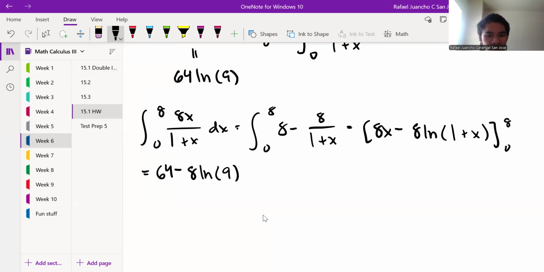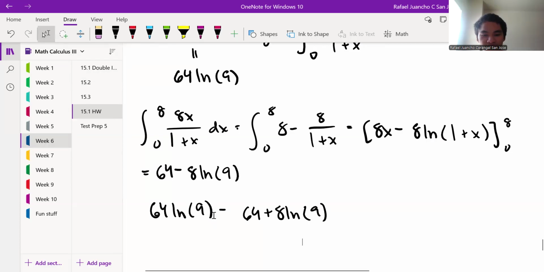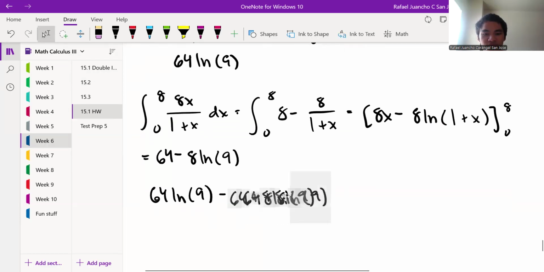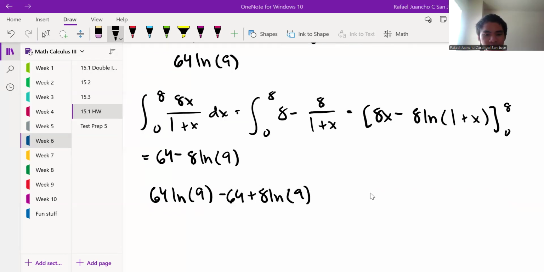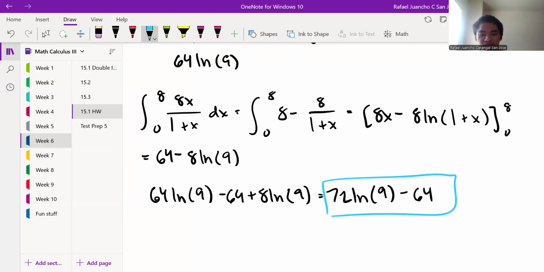And then I want to combine those two. So I have 64 ln 9 minus 64 plus 8 ln 9, right? Because I combined those two. And it should give me 72, if I'm not mistaken. Yeah, 64 plus 8 is 72 ln 9 minus 64.